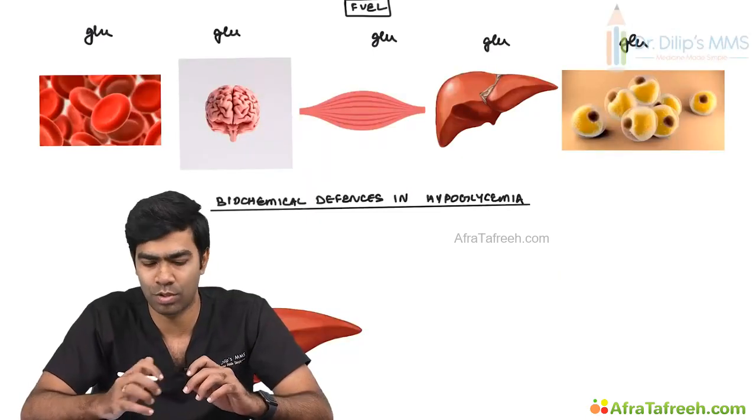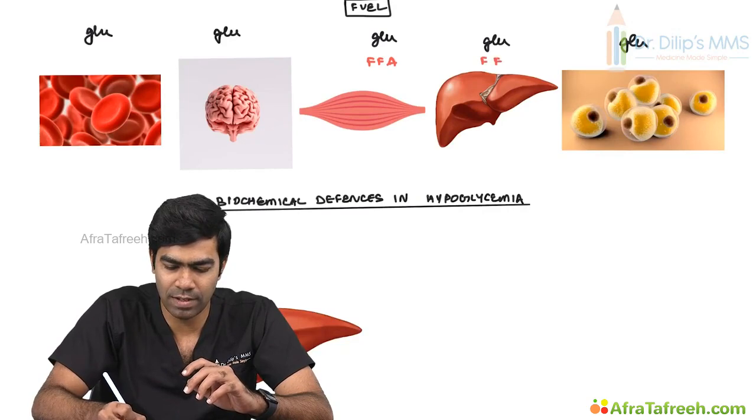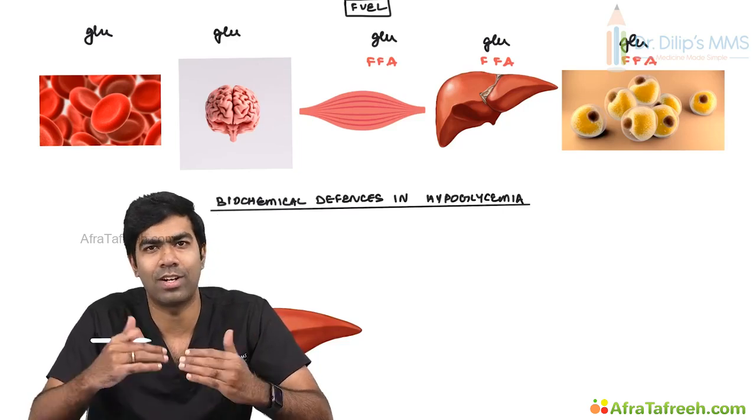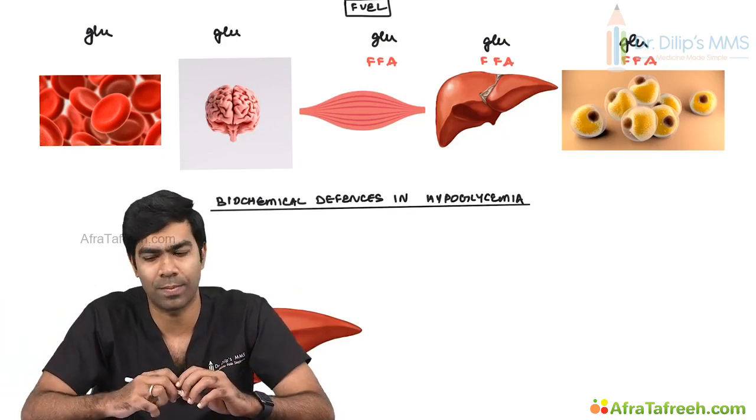But if the patient is fasting or if the blood glucose levels are dropping, then certain organs try to use alternative fuels and preserve glucose for very important organs like the brain and RBCs, where RBCs cannot use any other fuel apart from glucose. So now the muscle starts utilizing free fatty acids, the liver starts utilizing free fatty acids, and adipose also starts utilizing free fatty acids, because all these organs try to conserve glucose for the brain and of course for the RBCs as well.